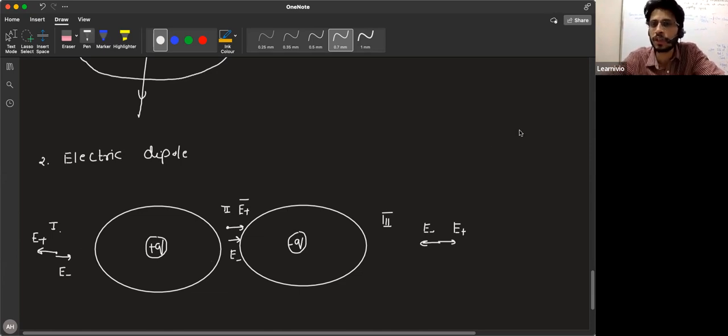What about the separation between the surfaces? Alia, in which region is the separation between the surfaces minimum and in which region is the separation maximum? I'm asking about the separation between equipotential surfaces. In which region is the separation minimum and in which region is it maximum?